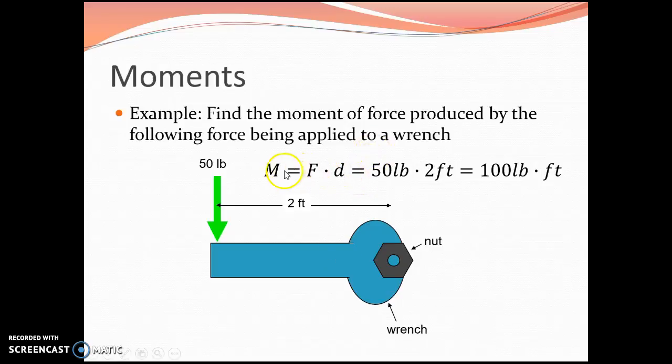So once again, your moment equals force times distance. Your force is 50 pounds. It's being applied 2 feet away. That's your distance. And so 50 times 2 is 100 pound-feet for your units. So if you were to extend this handle, you'll notice that your moment would be greater, such as a 4-foot long wrench with 50 pounds would be 200 pound-feet. This is why you want to extend your wrench if you're having problems loosening a nut.